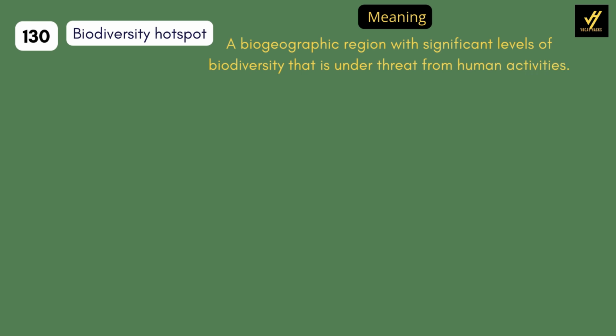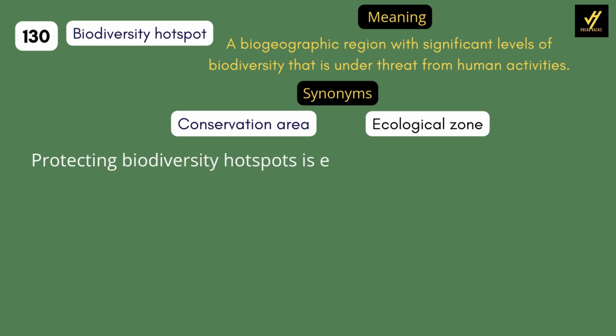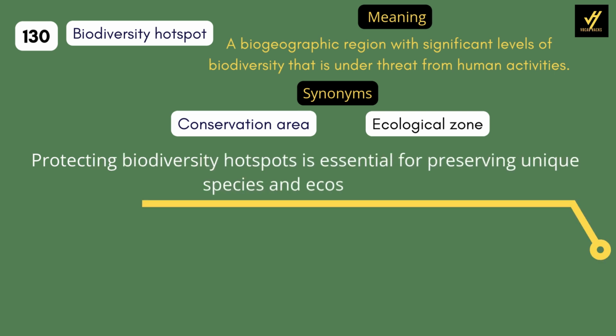Biodiversity hotspot, a biogeographic region with significant levels of biodiversity that is under threat from human activities. Conservation area, ecological zone. Protecting biodiversity hotspots is essential for preserving unique species and ecosystems.